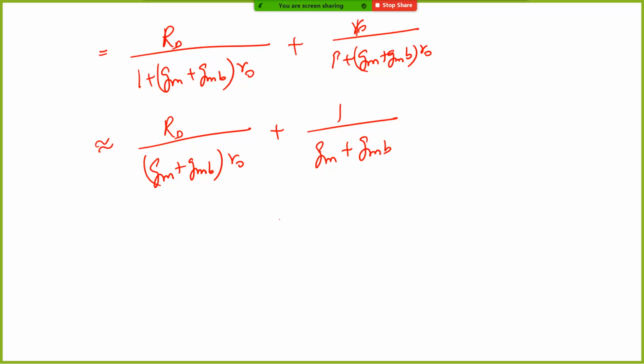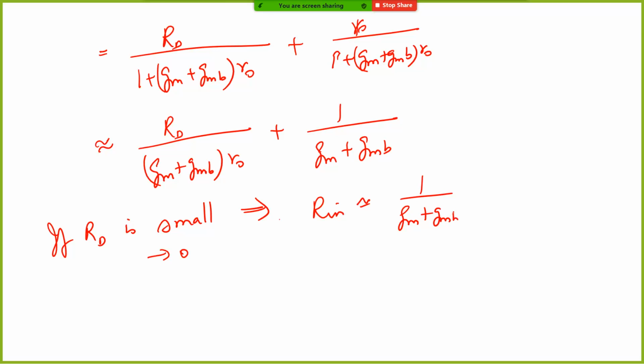Now if RD is small, what happens? If RD is really small, then the second term dominates, and the input impedance is close to 1 by gm plus gmb. If RD tends to 0, Rin will be approximately equal to 1 by gm plus gmb. This also happens when r0 is really large; you end up with a similar expression.